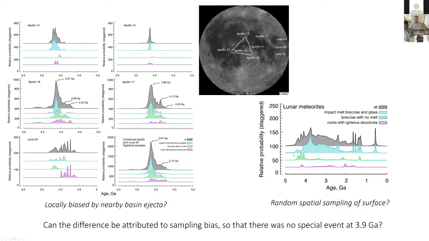The possibility is that because the lunar meteorites are randomly sampled from the entire lunar surface, this is more like the picture for the whole of the moon, and what we're seeing from Apollo is a signature of the region around the Imbrium Basin. The Imbrium Basin is this one here, and of course the ejecta from Imbrium would be very strongly located around that area. So could it be that the difference between the two is that we've got a sampling bias and that actually there was no special event at 3.9? This is what we tend to look at with this model.